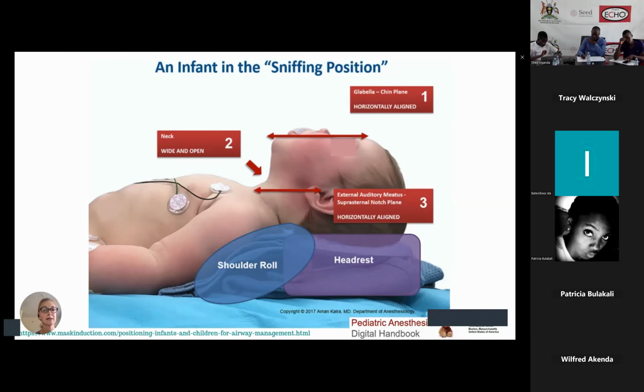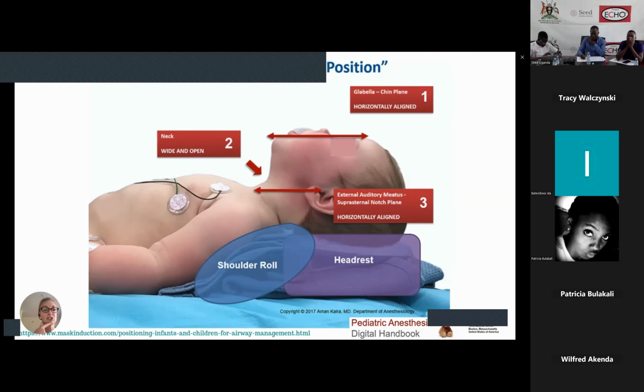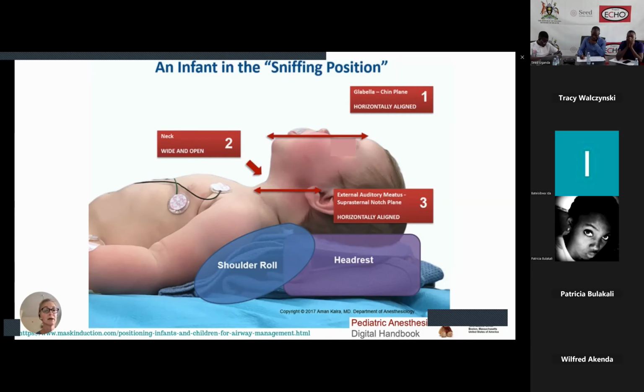There are 3 main components that you want to assess for. The first one we already talked about, having the face horizontally aligned with the ceiling. So the chin and the forehead are in the same plane. By having a headrest or a shoulder roll, you actually allow the neck to open up, which gives more space for the mouth to open. This will help you with some of the procedures we're going to talk about later.